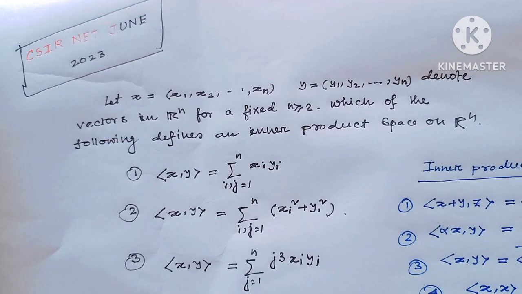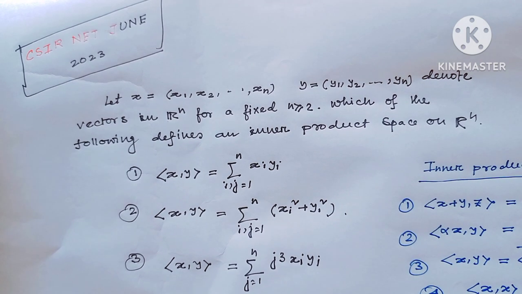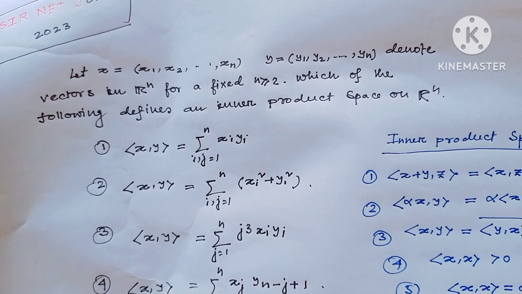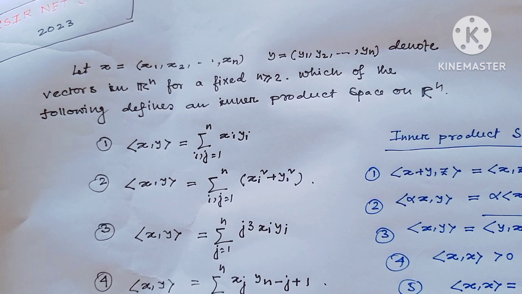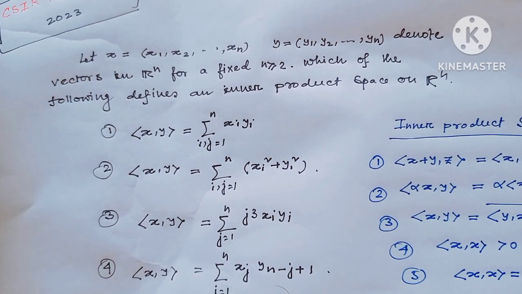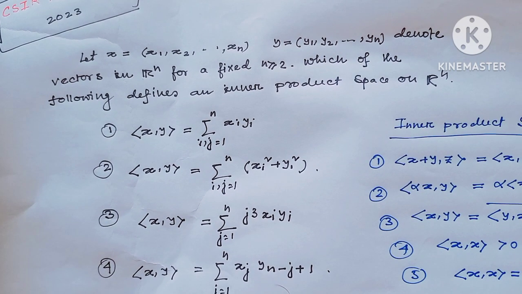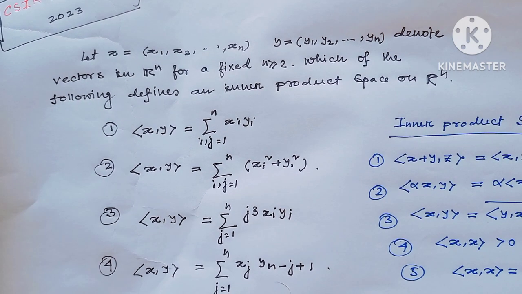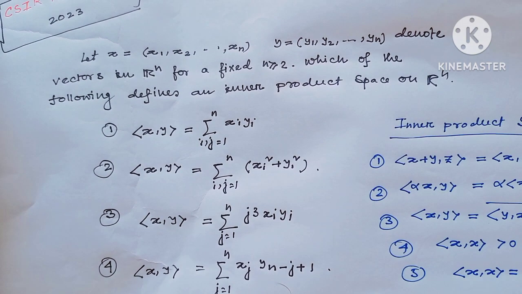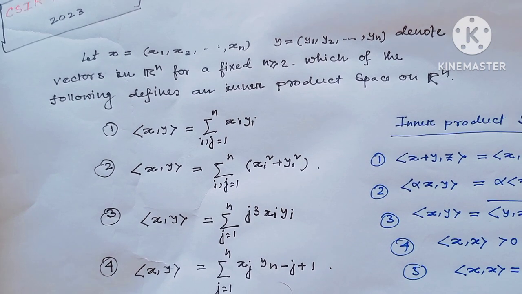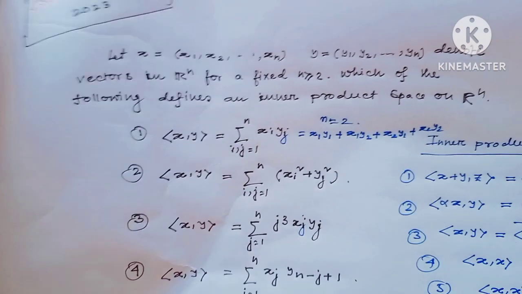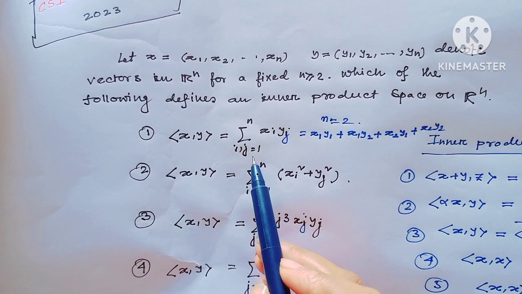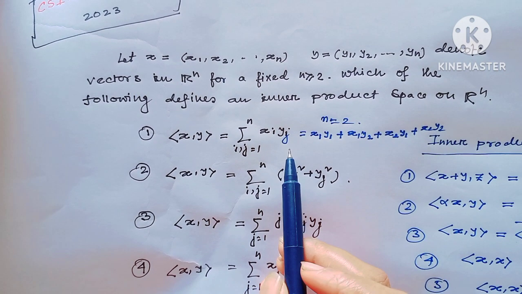First example, which came in the CSIR NET June 2023 exam. Which of the following is an inner product space? Let x equal to (x1, x2, ..., xn) and y equal to (y1, y2, ..., yn) denote vectors in R^n, for n greater than or equal to 2. Then which of the following defines an inner product on R^n? Option 1: summation over i, j from 1 to n of xi yj.